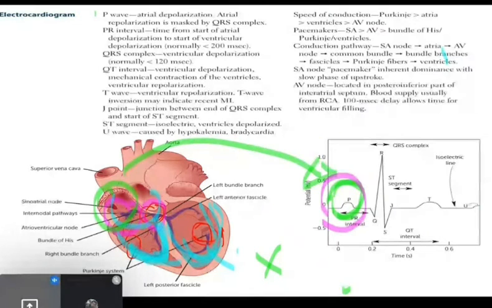Okay, you can ask me, where's the relaxation of the atrium? Where's the wave that tells me that there is a relaxation of the atrium? I can tell you that this is masked by the QRS. The QRS complex غطى the relaxation of the atria. Okay, so as you can see here, the atrial repolarization, which is the resting, the relaxation of the atria, is masked by the QRS complex.